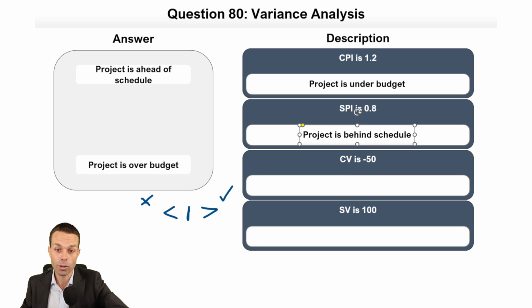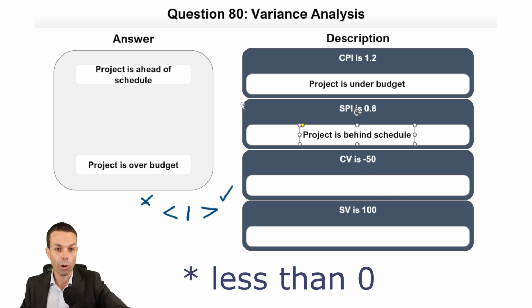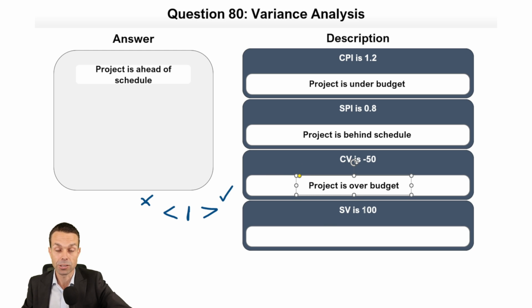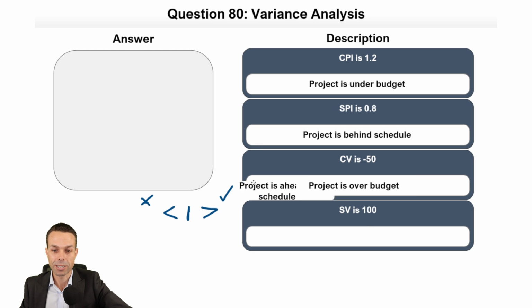Now it's the same for the cost variance and schedule variance, except the number is 0. So if it's less than 0 for cost variance, we're going to be over our budget because we've delivered less. So that's very handy to know. And schedule variance is over 0. So we've delivered more, which means our project is ahead of schedule.